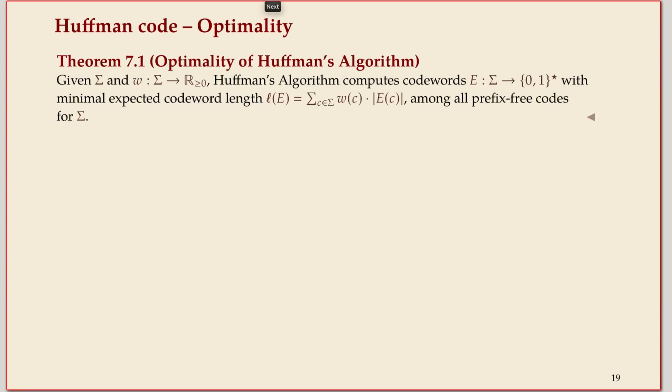Now the last thing for today is how good are those codes that Huffman's algorithm constructs? I claimed initially that it actually solves this problem optimally, and that's indeed true. So that's summarized in this theorem. Whenever you have an alphabet and some weights, Huffman's algorithm computes a code trie, or code word lengths, so that the sum over all characters of the length of the code word times the weight is minimal among all prefix-free codes for this input.